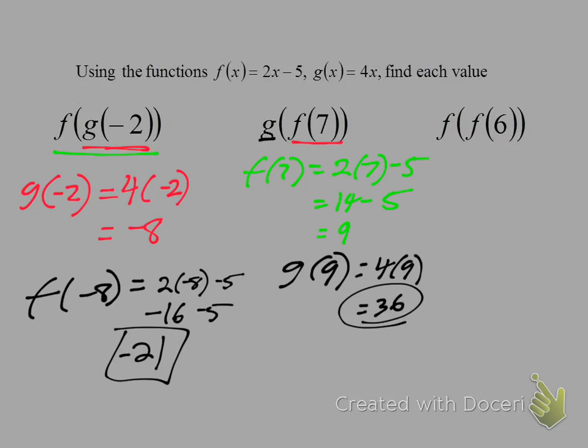Okay, last one, f of 6. How do you do that? Plug it in twice. Just plug it into f twice. All right, so do f of 6 one time, which gives you 6 times 2, which is 12. I'm going to shortcut this one. Minus 5, which is 7. All right. Do f of 7. Do 14 minus 5.